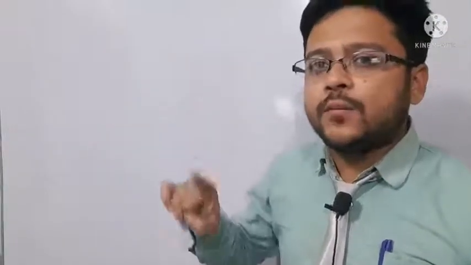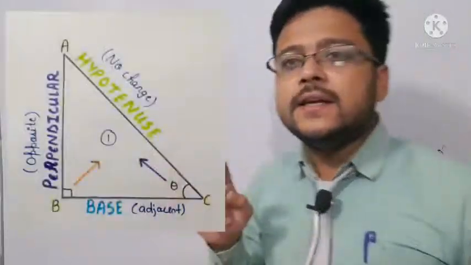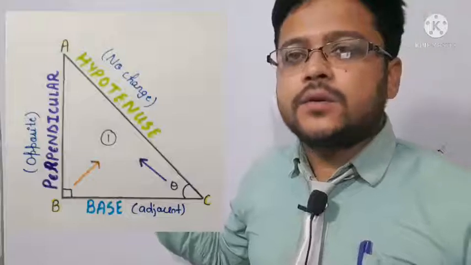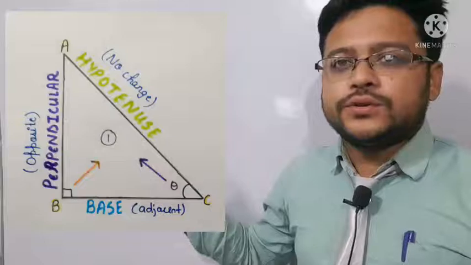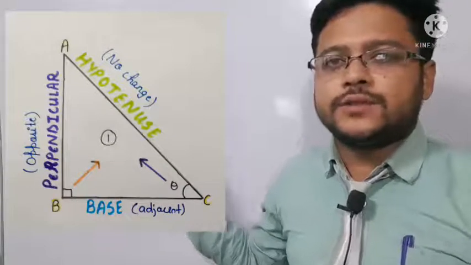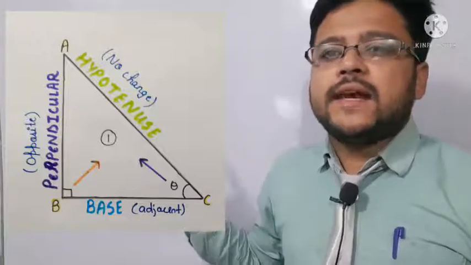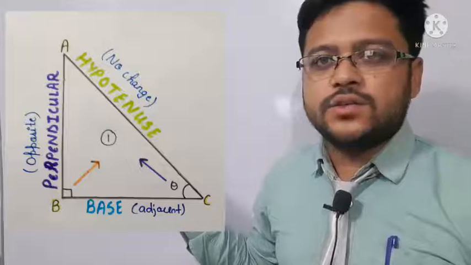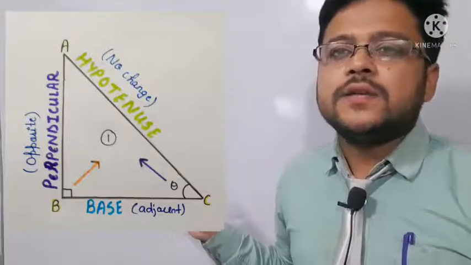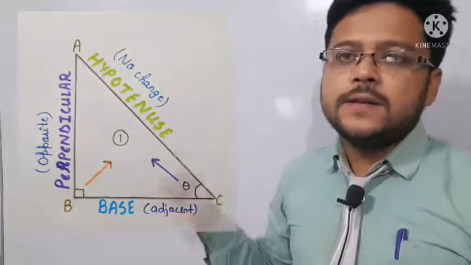So the side opposite to the acute angle, the side opposite to theta, which is the angle under consideration. In figure 1 I have considered C as theta. So the side opposite to theta is the perpendicular, which in some books is also called opposite. Here the perpendicular is AB, and the side opposite to the right angle is always the hypotenuse, which does not change, and the remaining side is the base. So it is very clear how to identify which is perpendicular and which is base.